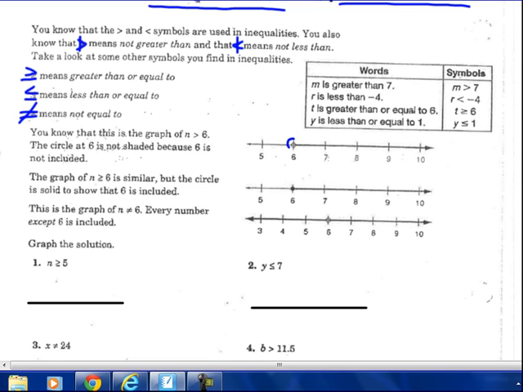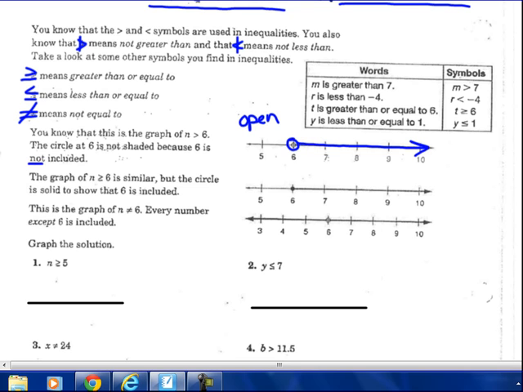You know that this is the graph of what numbers n are greater than 6. You've seen this before. It's an open circle at 6, and the line goes pointing towards the right because numbers right of 6 are greater than 6. The circle at 6 is not shaded in or not filled in. It's called an open circle because 6 is not included.